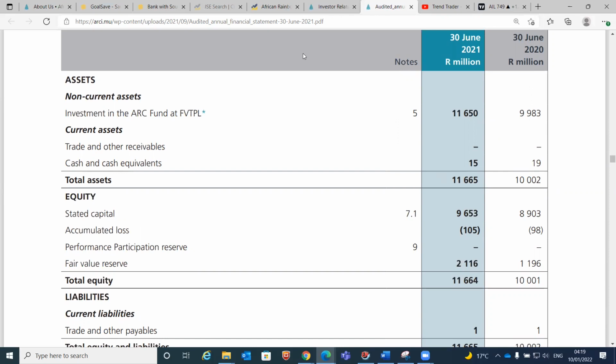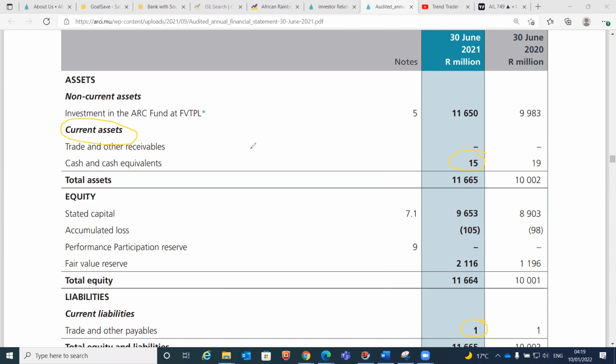But here I want us to look at the current assets of the business. I always like to look at the current assets because I need to understand the quick or the net working capital of the business. So we can see that they have 15 million rand of cash and cash equivalents under current assets. And then when you look at current liabilities, they just have 1 million rand of current liabilities under trade and other payables.